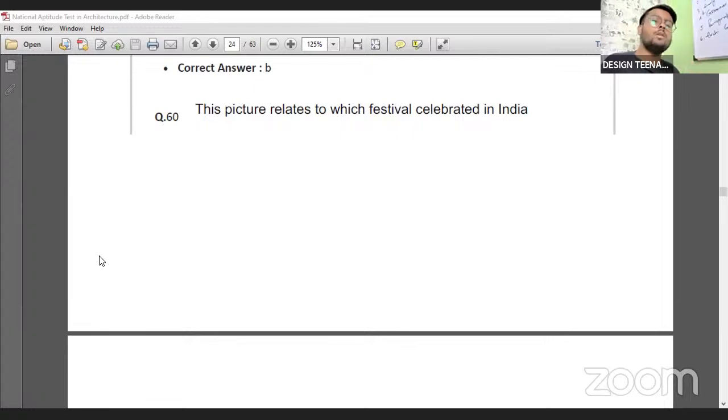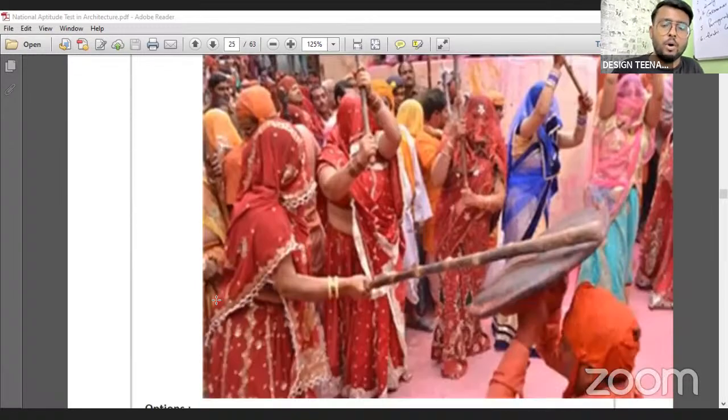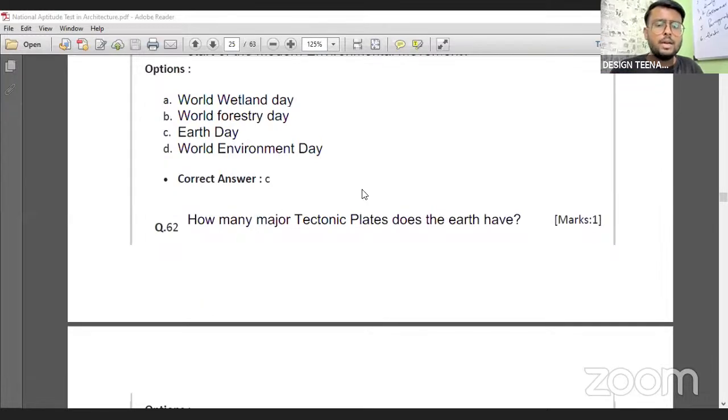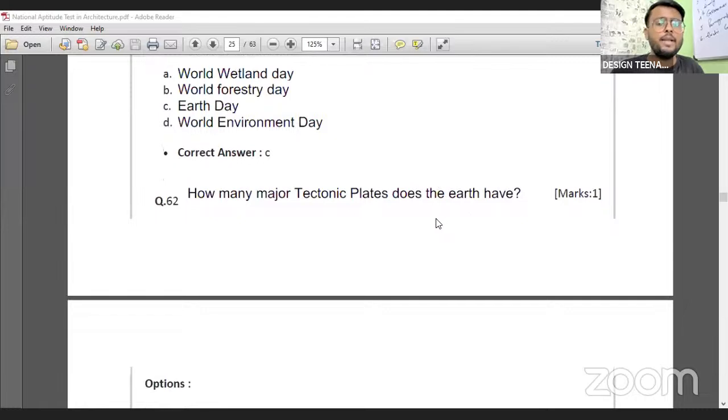But in a general discussion, for example, today we are discussing this. Once we have discussed some other puja or festivals also, you have pretty good knowledge at the back of your head. When questions come, you can relate. Your consciousness will tell you this is the answer. You mark it out, then we will see the right answer. This is how you are supposed to go ahead with these questions. Okay, how many major tectonic plates does the Earth have? This is a very simple question.